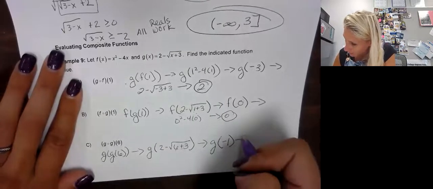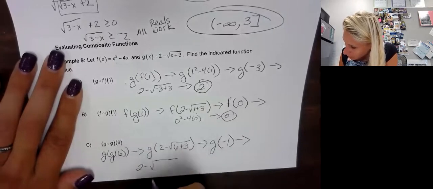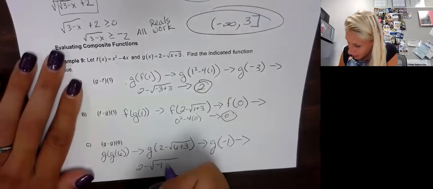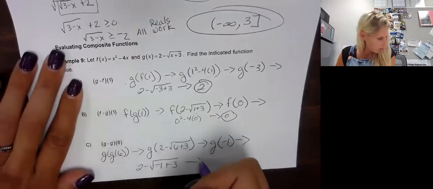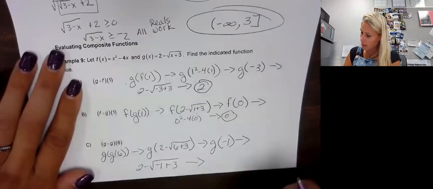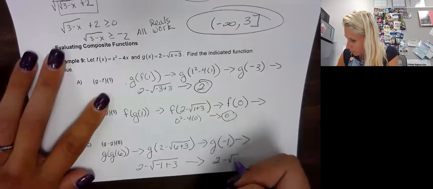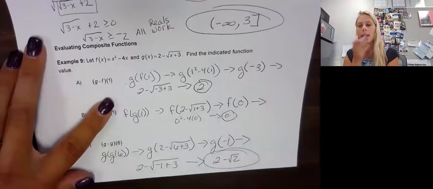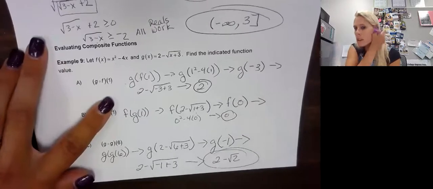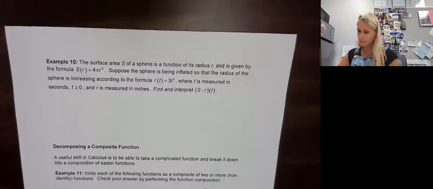Okay, so let's plug that in. So we get 2 minus the square root of -1 plus 3. Well, that's okay, because we'll just leave it as this number, 2 minus the square root of 2. There is no use of using the decimal, guys, unless the problem says round to the nearest third number. Otherwise, this is the exact number.